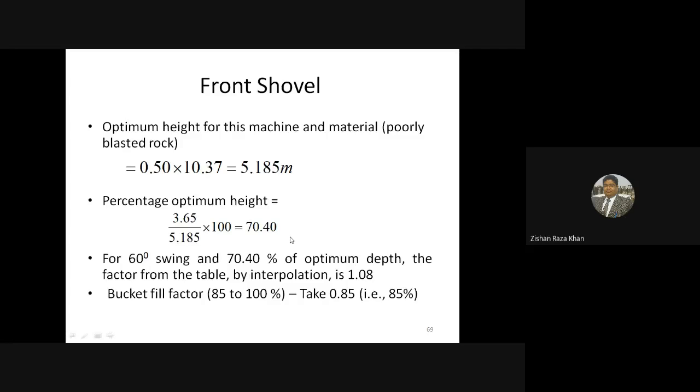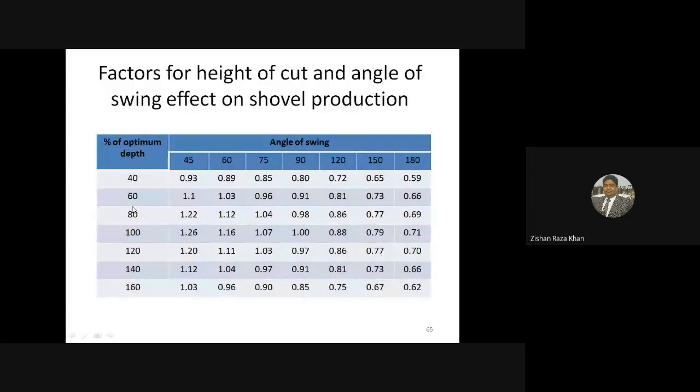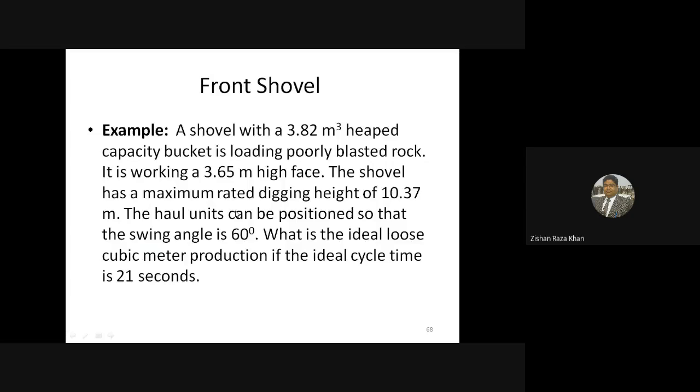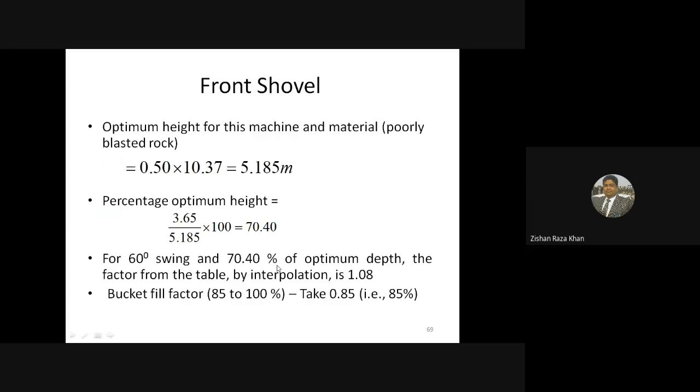As you remember the table, it is working somewhere between here, percentage of optimum depth. It is between 60 to 80, meaning 70, and it has a swing angle of 60. So you should have interpolated data between these two. For 60-degree swing and 70.4% of optimum depth, the factor from the table by interpolation is 1.08. And the bucket fill factor will be taken from the material fill factor table, wherein poorly blasted rock ranges from 85 to 100%. So we are taking the pessimistic estimate of 0.85.